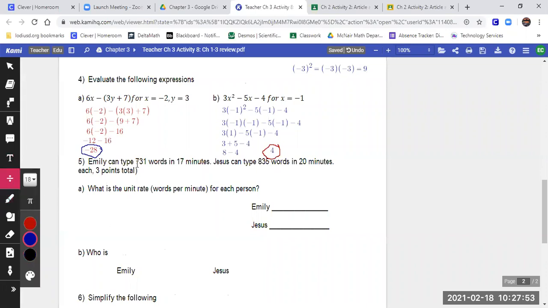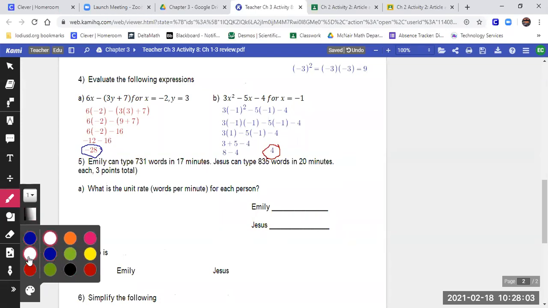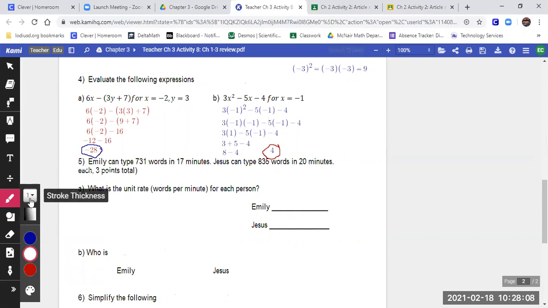Okay, so now we have Emily is typing 731 words in 17 minutes. Jesus is doing 835 words in 20 minutes. So we have to figure out what their unit rate is. Remember, unit rate is division. This is the part that I didn't want you guys to see. It talks about points and weird stuff like that. So if you want to write it out, you can. I don't like seeing it, so I'm writing it out.